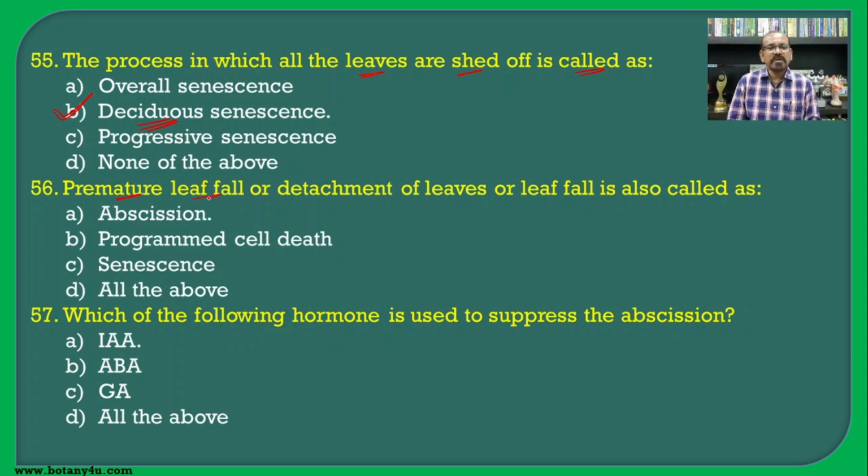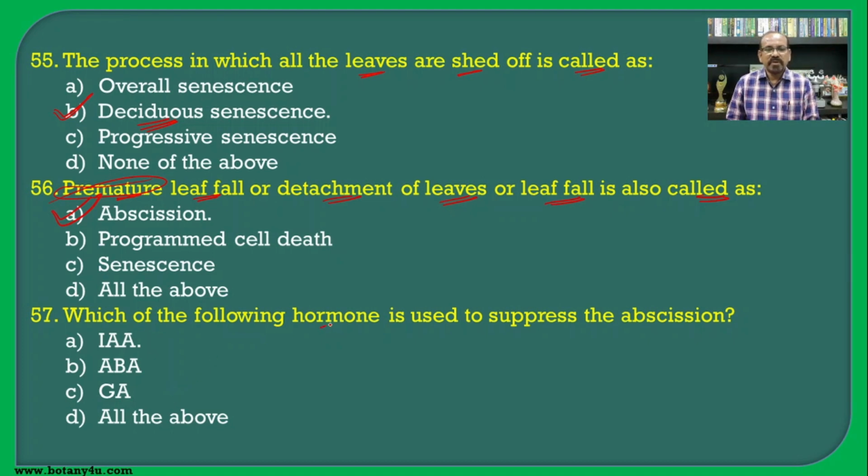Then premature leaf fall or detachment of leaves or leaf fall is also known as. Just you have to remember the premature leaf fall. Such type of the processes in the plants is known as the abscission layer, which is carried out by the formation of the abscission zone.